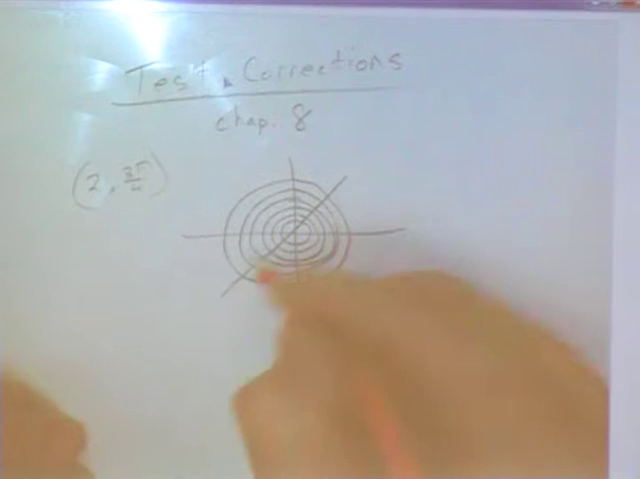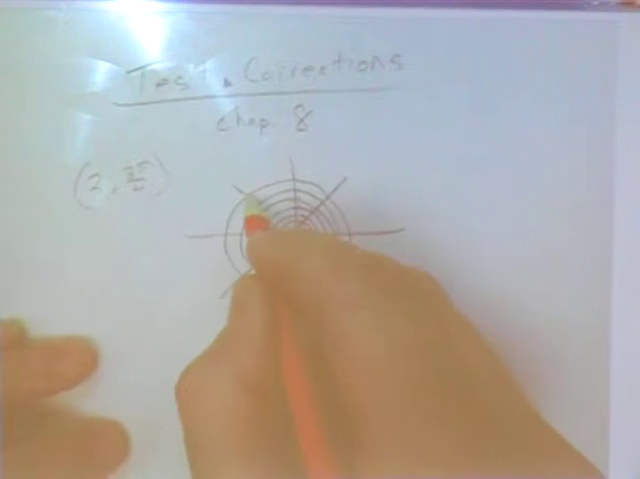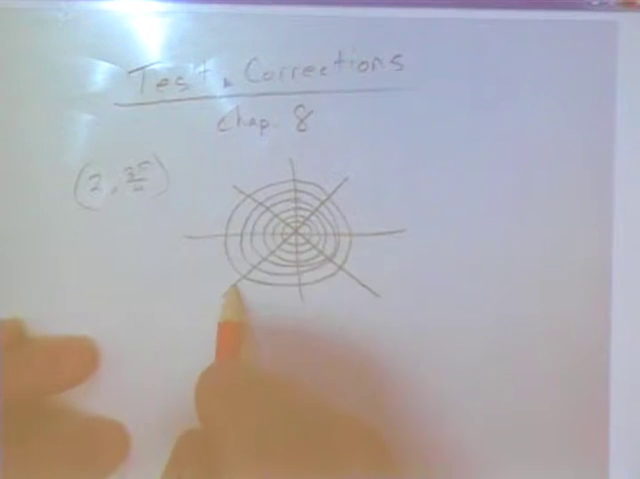This is your pi over 4 here. 3 pi over 4, 5 pi over 4, and 7 pi over 4. So we're at 3 pi over 4 at radius 2. So right there, that should be point A.